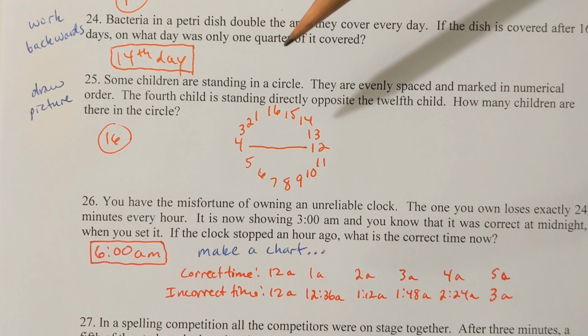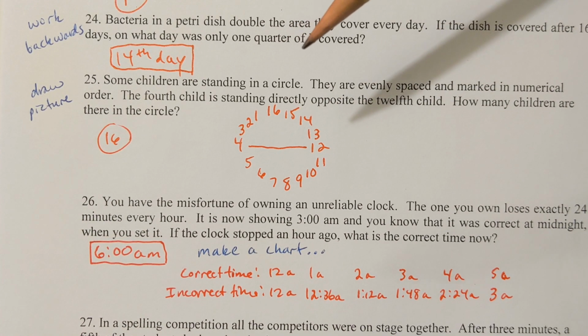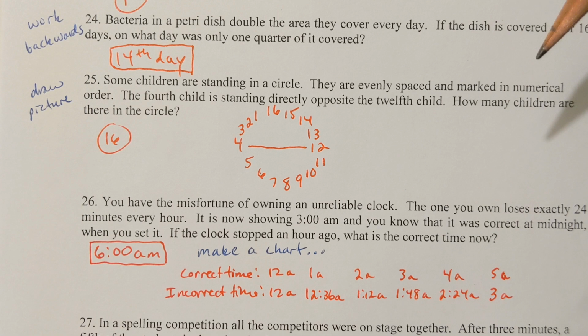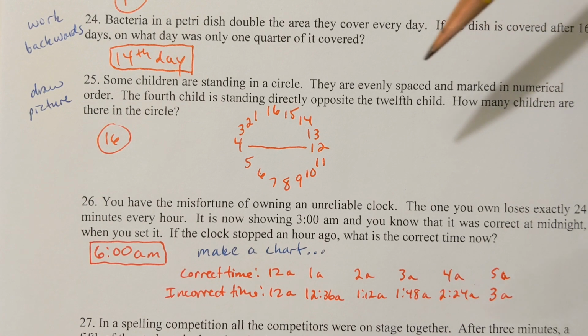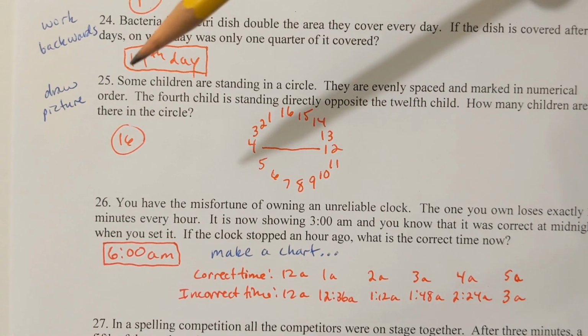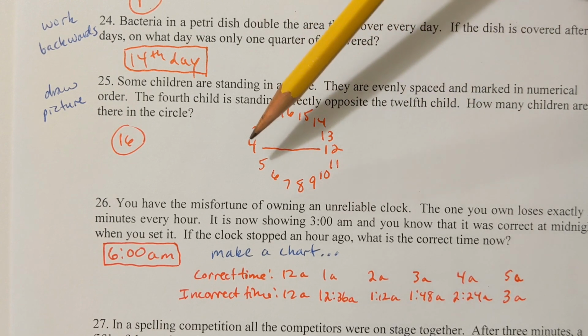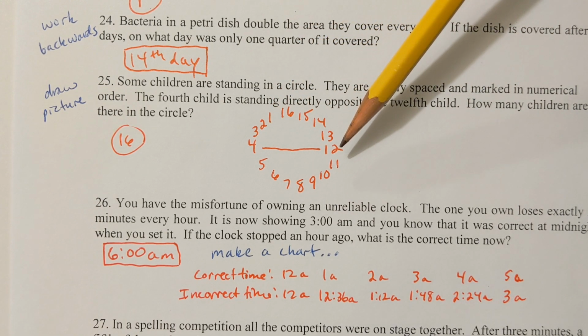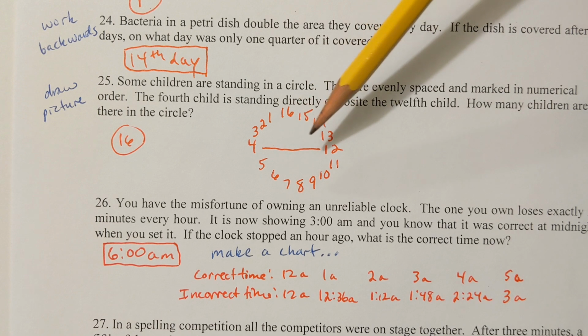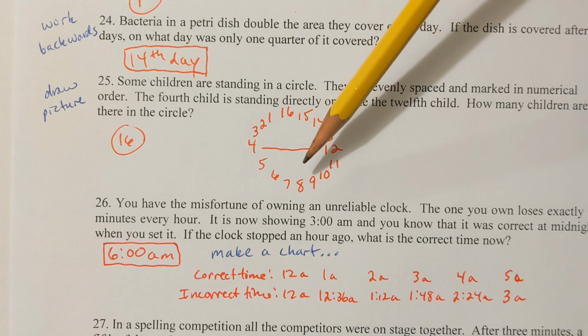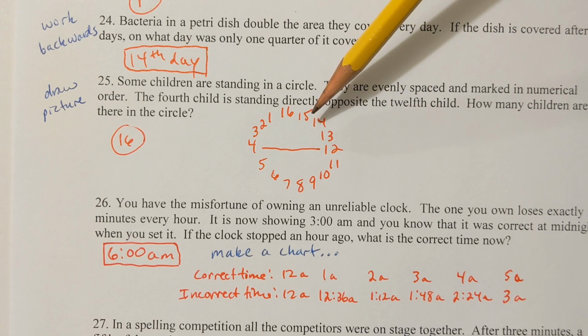Problem 25. Some children are standing in a circle. They are evenly spaced and marked in numerical order. The fourth child is standing directly opposite the 12th child. How many children were there in this circle? Sometimes it's helpful to draw a picture, and from the picture you can get the answer. So the fourth child is opposite the 12th child, which means that the fifth child would be opposite the 13th child, the sixth child would be opposite the 14th child, the seventh child would be opposite the 15th child, the eighth child would be opposite the 16th child.